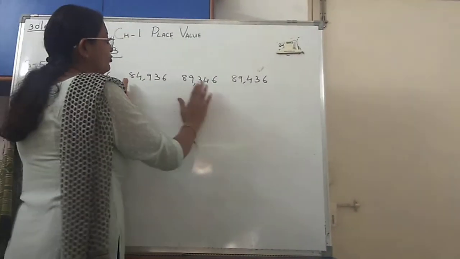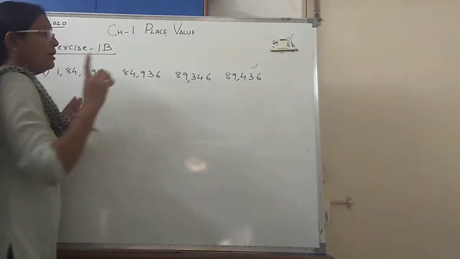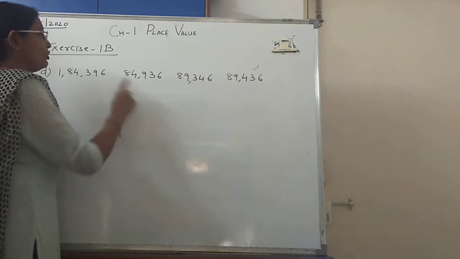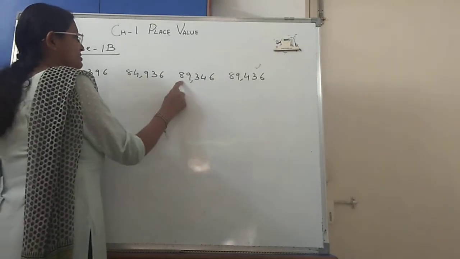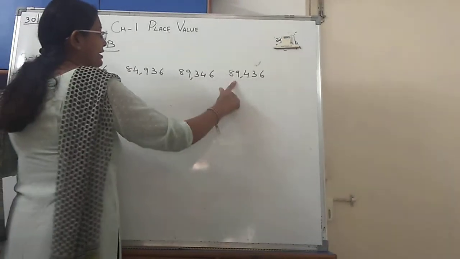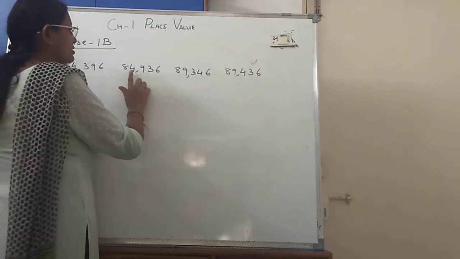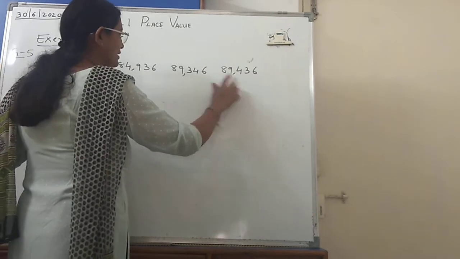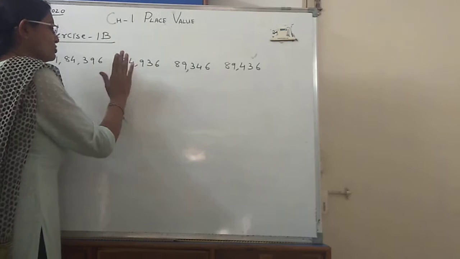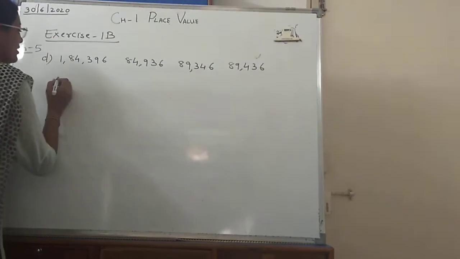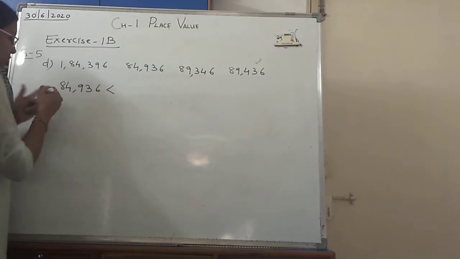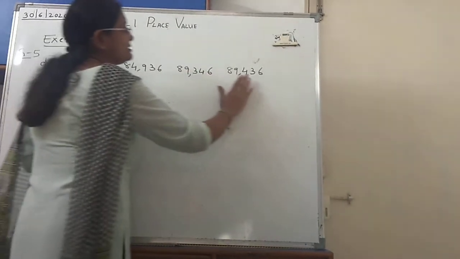So now we only have to compare these 3 numbers. Now all the 3 are 5 digit numbers, so what will we do here? The second rule we will follow is to compare the first digit of all the numbers, one by one. 8, 8, 8, all are same. Move to the second digit: 4, 9, 9. These two are 9, 9 and both are bigger and 4 is smaller. So the smallest one is this. So first will come 84,936, which is smaller than the others. Now we have to compare only these two numbers, right?